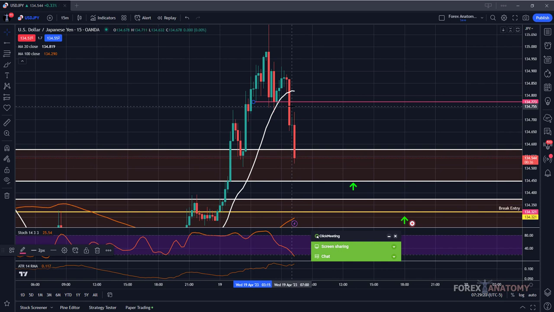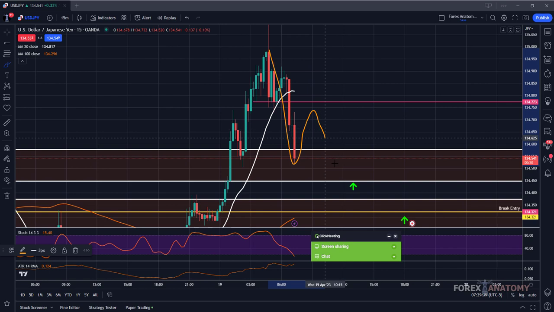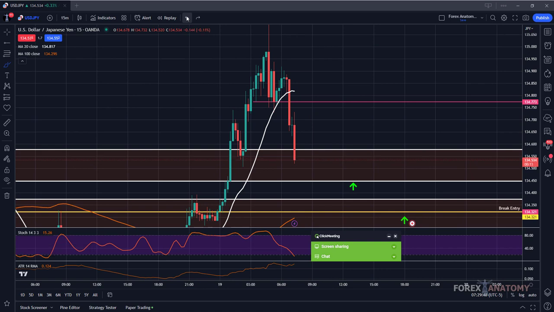So yeah, right now we don't see a three-wave pullback. We still see that leg A. We need to see a leg B and a leg C. Leg B may be a retracement back to this hesitation candle or this structure right here before heading down to retest this area or even potentially going deeper down. So, right now we're sitting on our hands. We're waiting. So we'll see what happens.